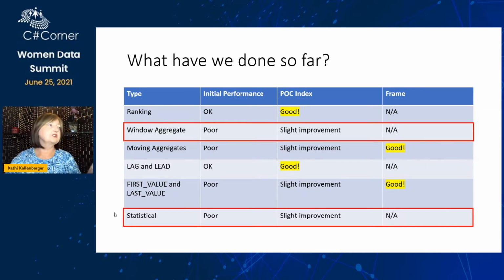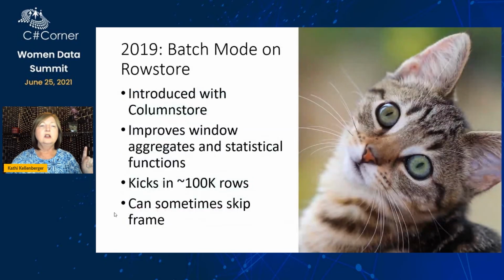But we do have some good luck. In 2019, we have this new functionality called batch mode on rowstore. This is one of the intelligent query processing features. Batch mode was originally part of just columnstore. A query would have to have columnstore involved in order to get batch mode. In 2019 Enterprise Edition, it won't work in Standard, this kicks in for large queries when you're using window aggregates and the statistical functions.